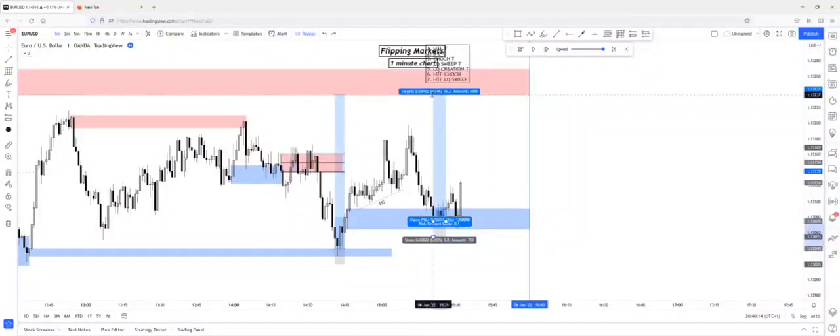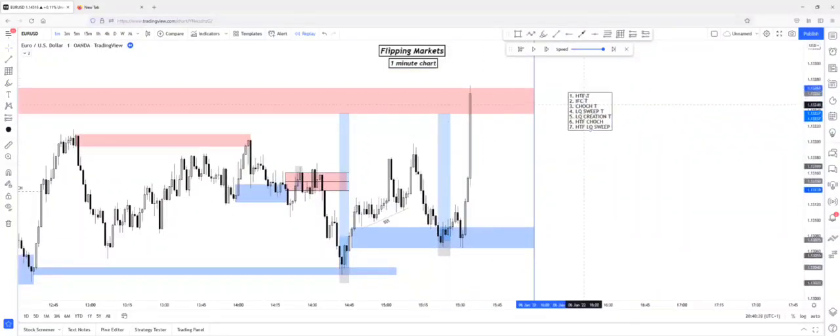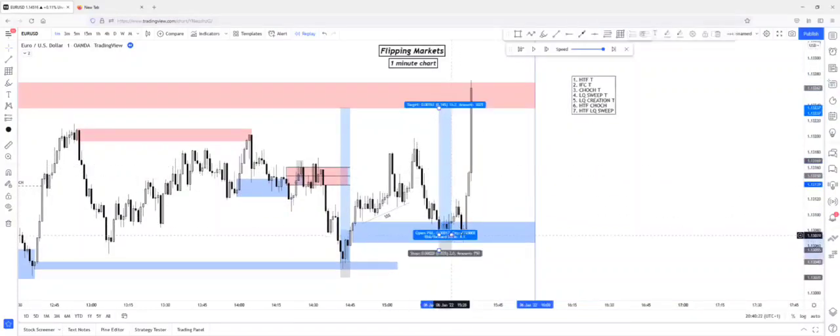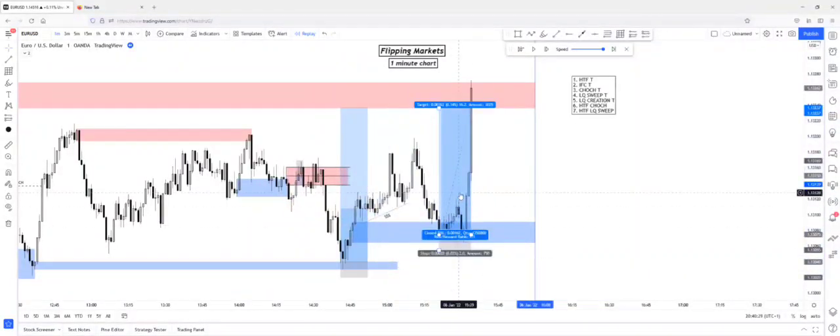We are both targeting this zone. Let's see what happens next. Oh, okay. Hit TP straight up. Okay, that's nice. So we have double TP hit on this position, on this position.